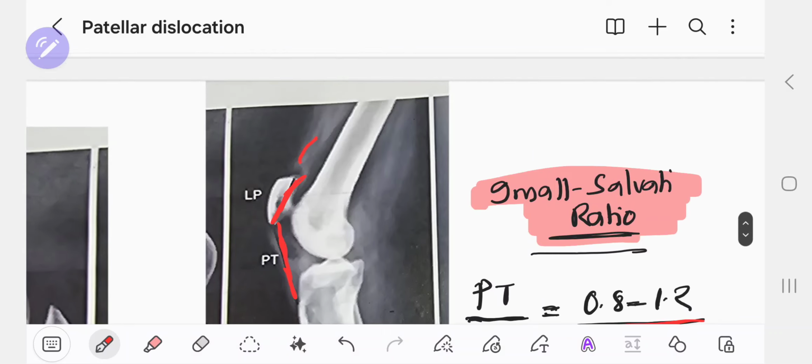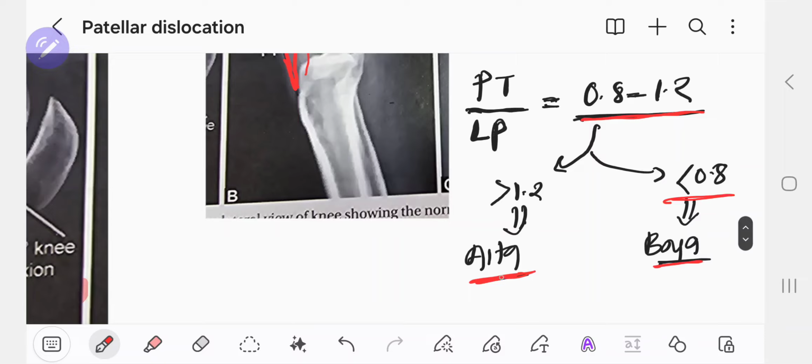In case the patella goes up, so it's the case of patella alta, the length of the patellar tendon will increase, and in case of patella baja, the length of the patellar tendon will decrease. So if the ratio is more than 1.2, it's a case of patella alta, and if the ratio is less than 0.8, it's a case of patella baja.